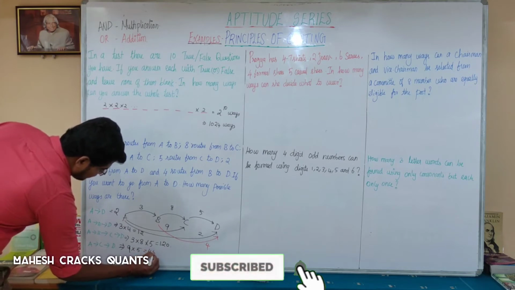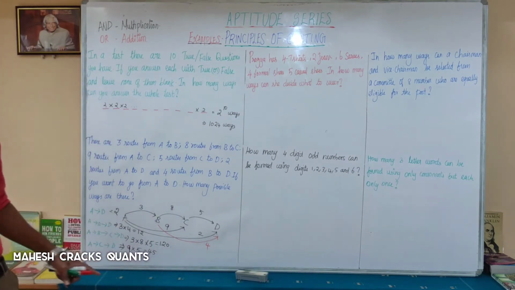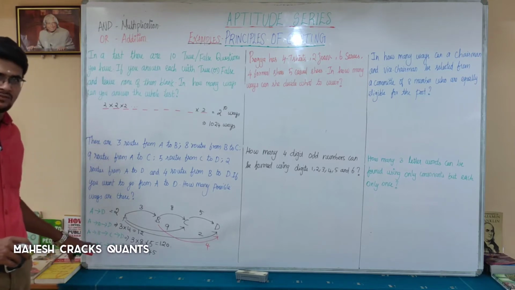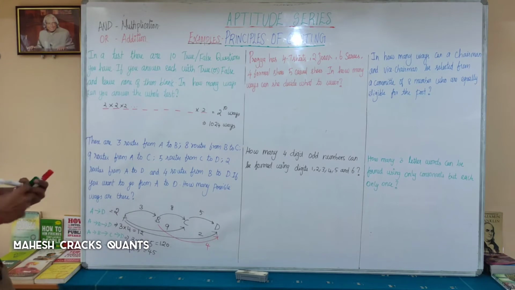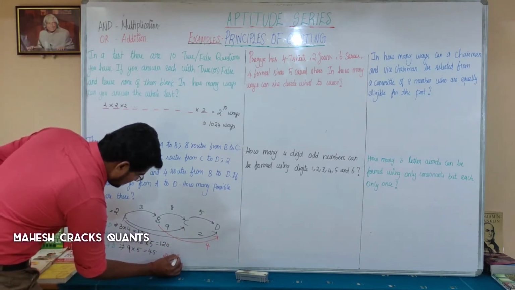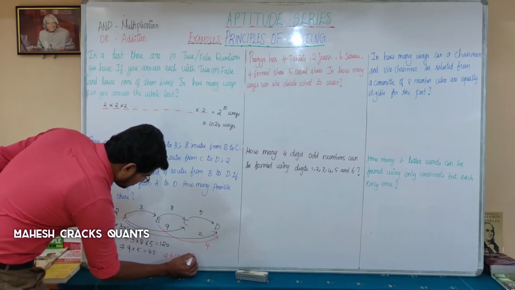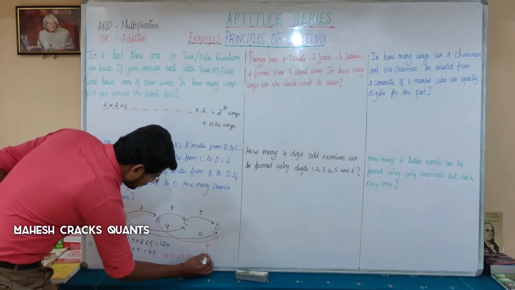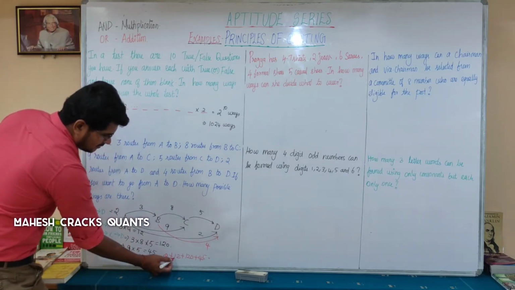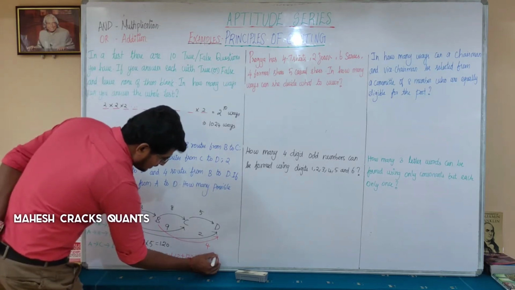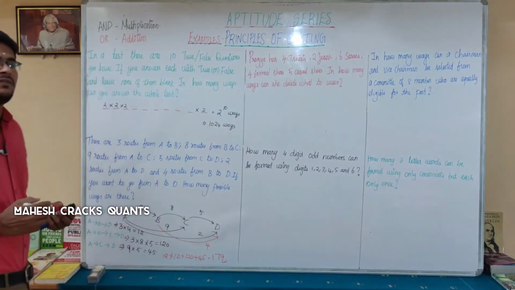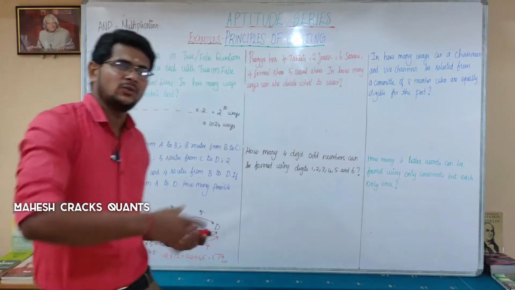So totally 45. So add all those routes, because either I will go this way or this way or this way. So the answer will be 2 plus 12 plus 120 plus 45. What will you get? 120 plus 45 is 165, 177, 179. So totally how many routes are there? 179 ways you can go from A to D.